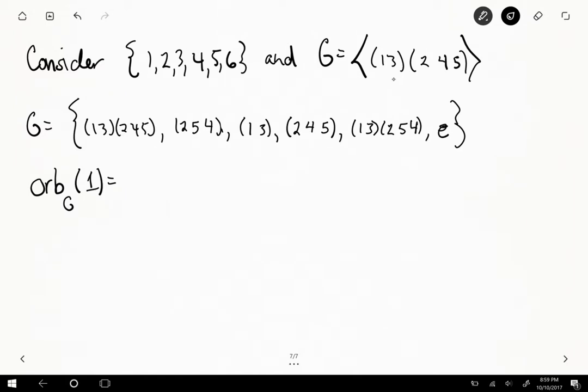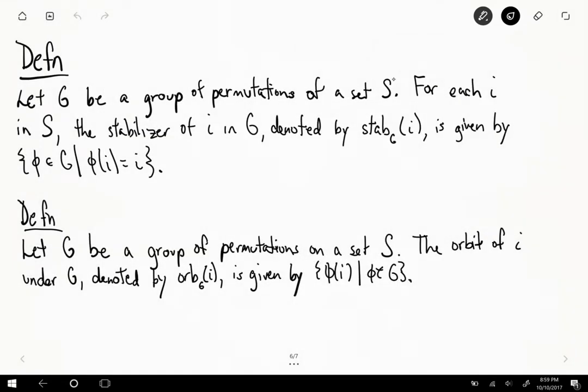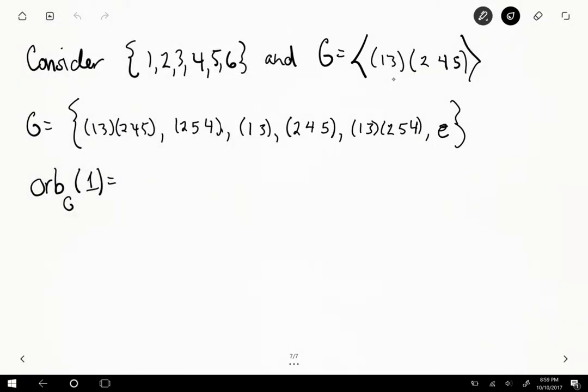Well, what are we looking for? If you recall, we'll go back one slide here just to show you. Orbits G is, if we take any phi, we're taking in that list of elements in G, phi of I, that is an element of our orbit. So essentially we're looking at what is getting mapped to once again. So what is getting mapped to in this case? Well, notice with the identity, that's the easy, well actually let's start here. 1 maps to 3, so 3 would be the first element in here.